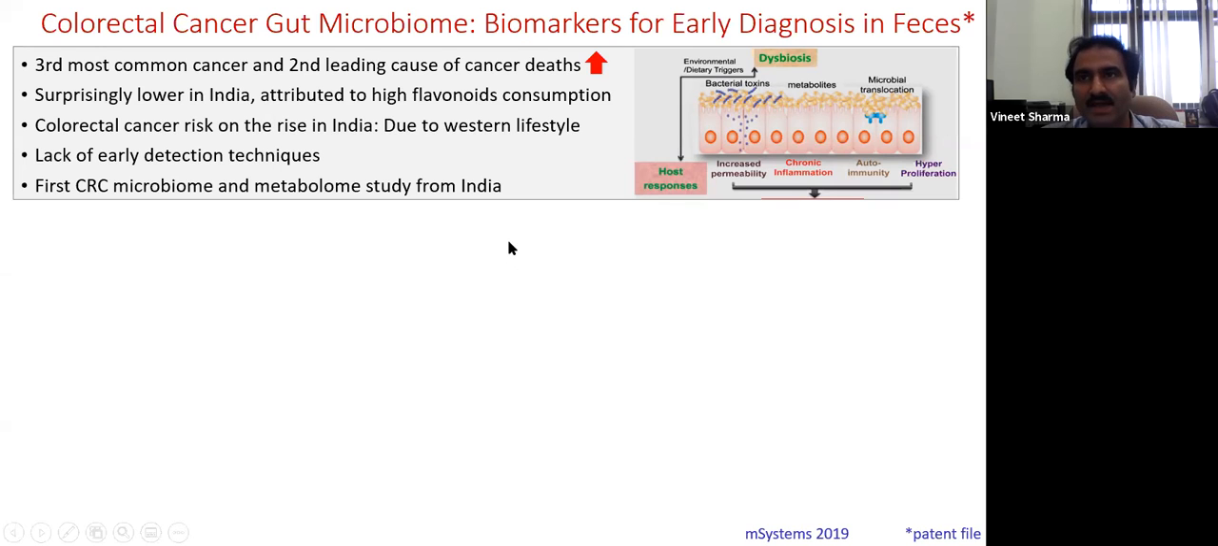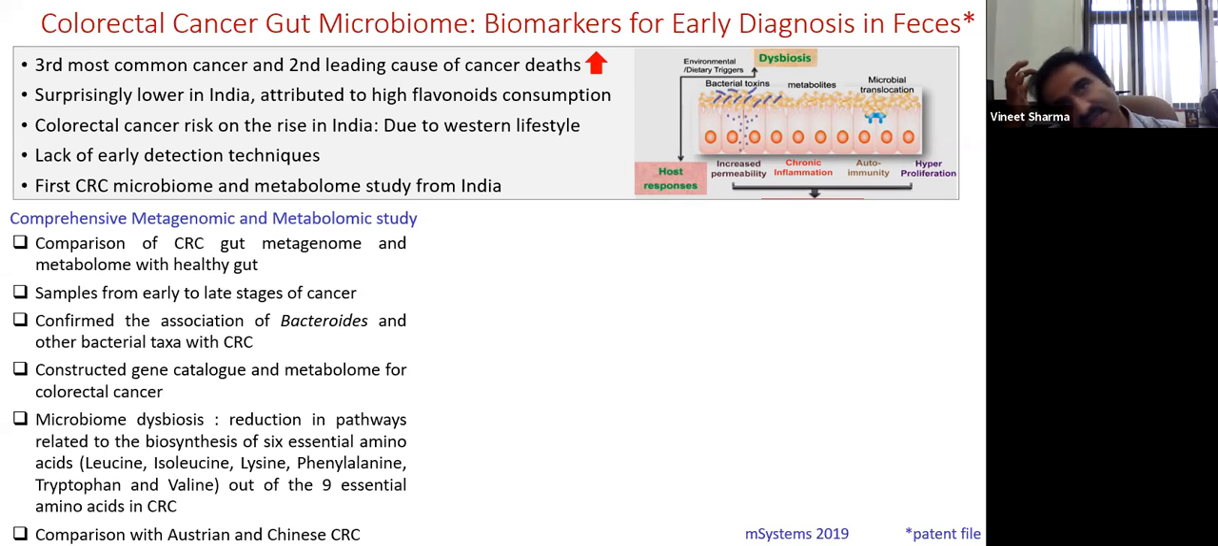And we still cannot detect colorectal cancer by non-invasive methods. So what we did here, we examined the colorectal cancer microbiome samples from the patients that had colorectal cancer in different stages, 1 to 4, right? And compared with the healthy gut microbiomes, right?